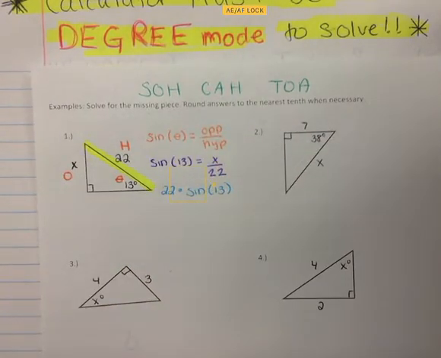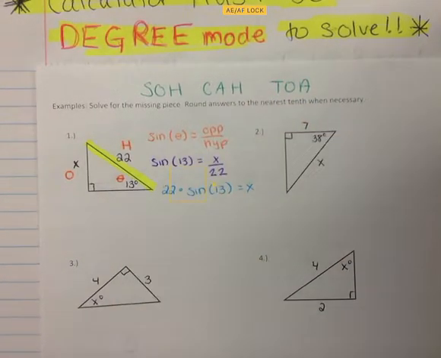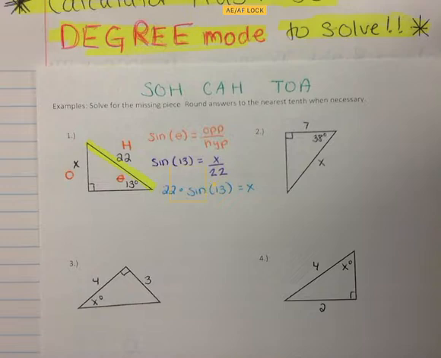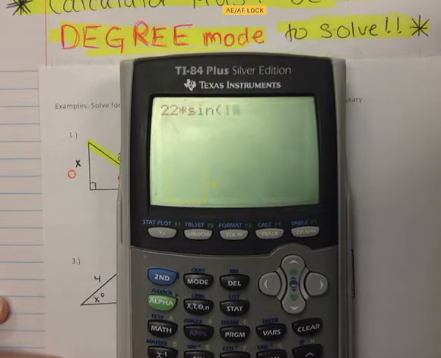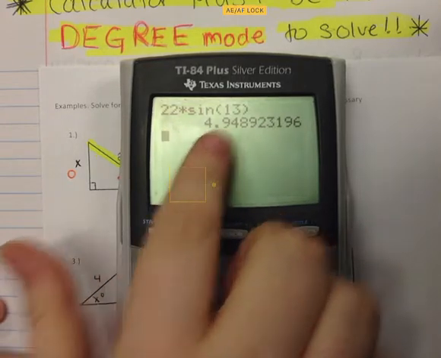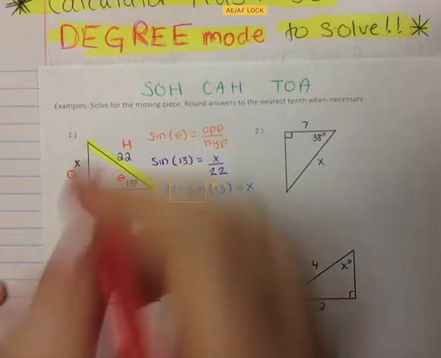And that's going to equal the x, because that's how we're going to get x by itself. So now if we go into our calculator, we're going to do 22 times the sine of 13. We're going to close our parentheses. Going to press enter, and we get to the nearest tenth, it's 4 9/10. So x is approximately 4 9/10.